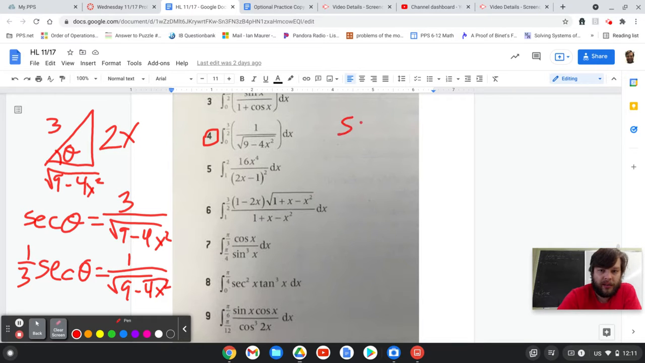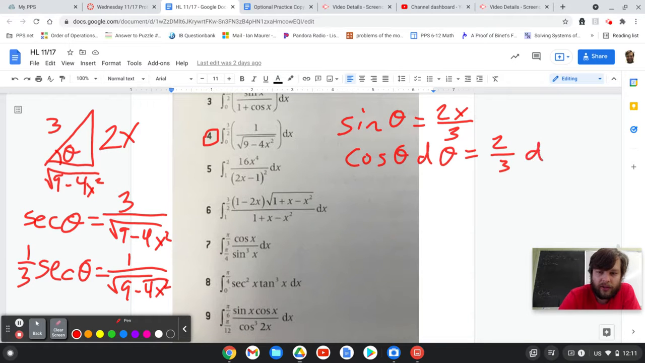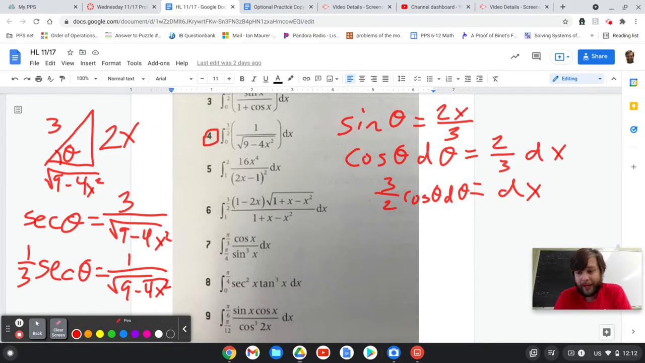I would say that sine of theta, sine is opposite over hypotenuse, so 2x over 3. So take the derivative of the left side, you get cosine theta d theta. Take the derivative of the right side, you get 2/3 dx right there. And I'm going to solve for dx. So dx is going to be 3 over 2 cosine theta d theta. So now I'm ready to substitute for the entire integrand.